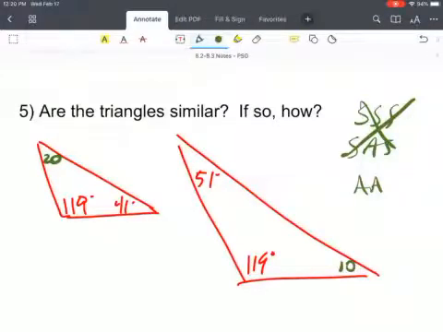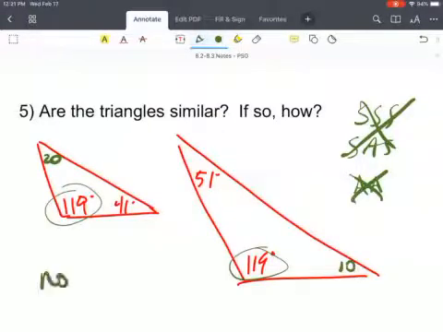I do not have two pairs of angles congruent. I only have one pair of angles congruent. So therefore, I cannot prove they are similar. They are not similar to each other.